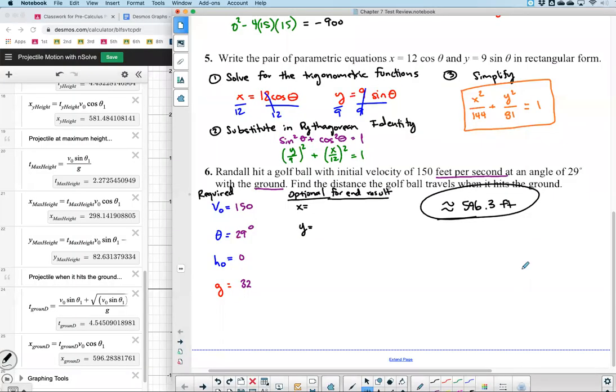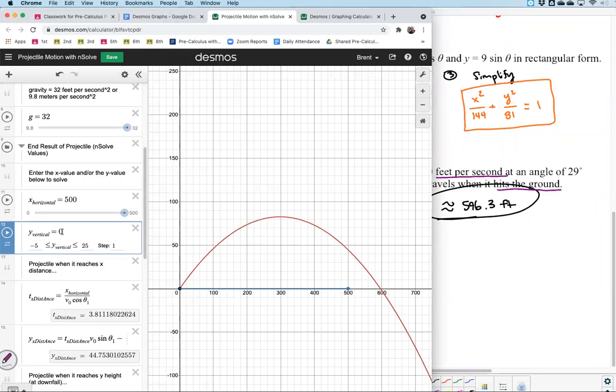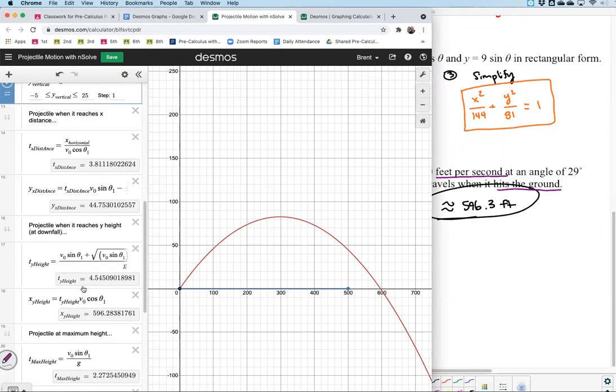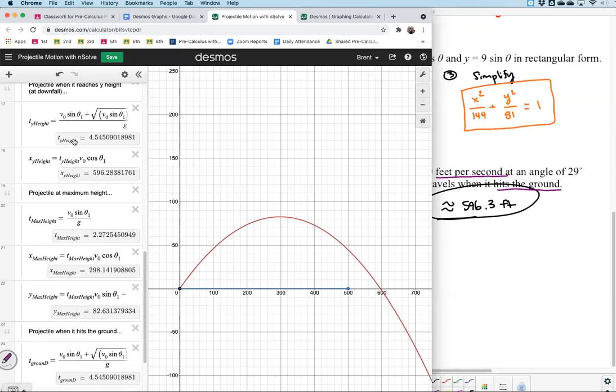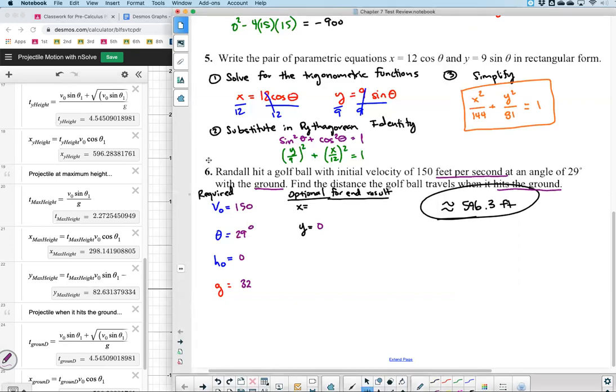Okay, you want to do a little algebra. What we could do for algebra is, oh, by the way, the one thing we didn't have for this, I just thought of it now, is we want to know when it hits the ground, which means the height is 0. So I guess we could have just put a 0 here. If you put a 0 there, it makes this dot go down to 0. Now, if you look at the second section, projectile when it reaches the y height, which we just programmed to be 0, you'll notice it's the same answer. So now we're getting the same answer in 2 sections, the y height section and the when it hits the ground section, same exact value.